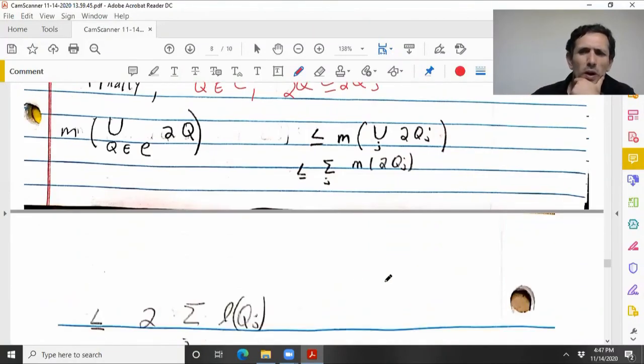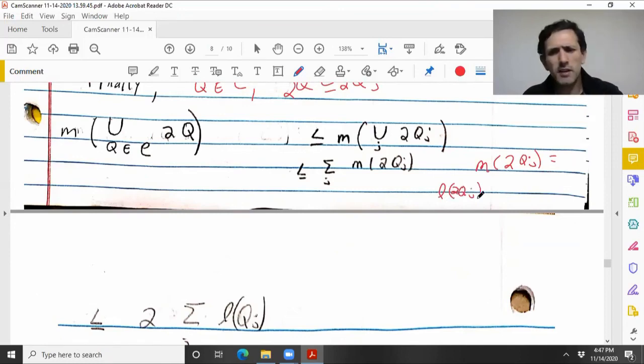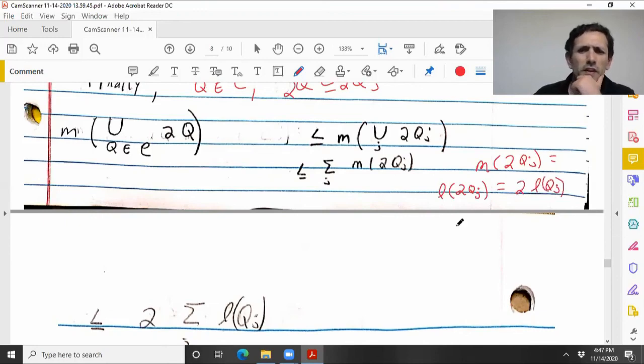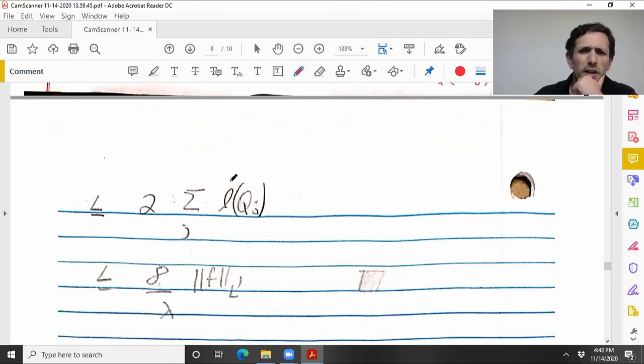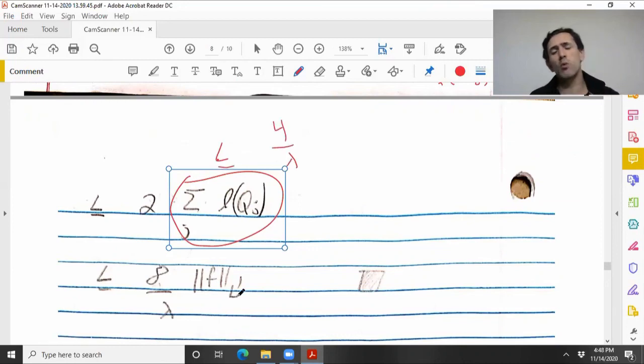Well, what's the measure of 2Qj? 2Qj is Qj but with twice the side length. Lebesgue measure is the length of an interval. The length of 2Qj by definition is the length of Qj times 2. So we can factor out this 2 here. But the sum of these lengths is less than or equal to 4 over lambda, and so this is 8 over lambda times the L1 norm of f. Okay, and that finishes the proof.